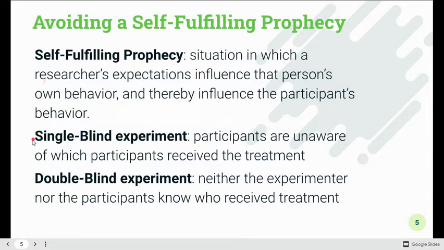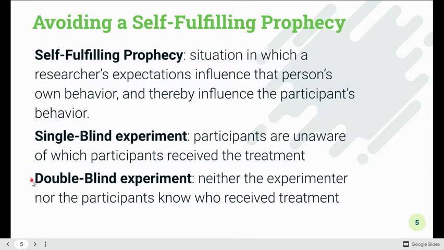How we can do that is with single-blind and double-blind experiments. So single-blind, the participants don't know which group they're in. In the case of placebos, that's why they use placebos, so that you don't know if you got the medicine or not. Everybody gets a pill. They all look the same. One of the groups actually has pills with medicine. One has like sugar pills.